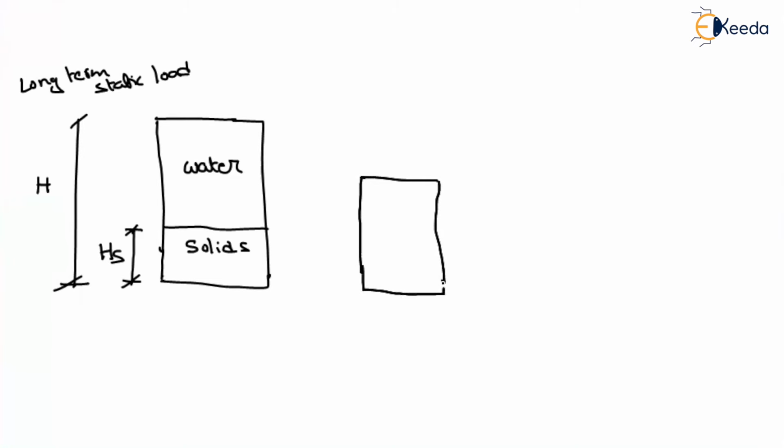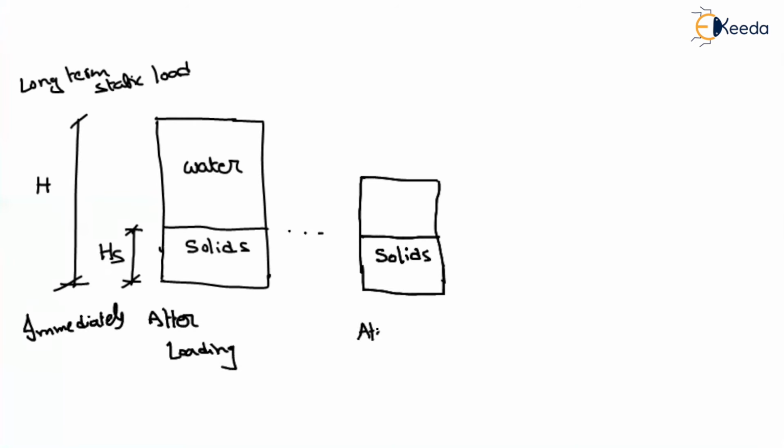So what is meant by consolidation? Expulsion of water from the soil. There won't be any change in the solids; they will remain constant. The only change is in the height of the water. As consolidation occurs, the height of the water will gradually decrease. Let us assume after some time t, this is immediately after loading.